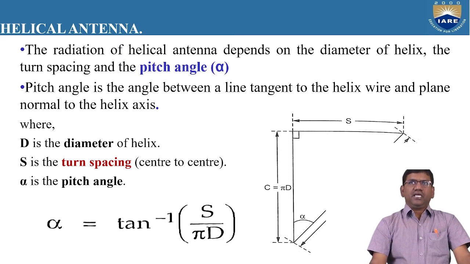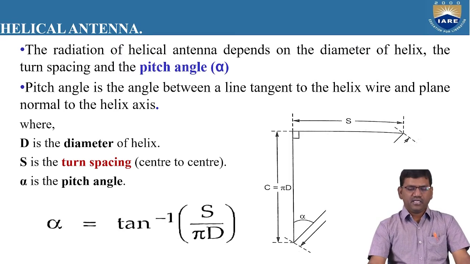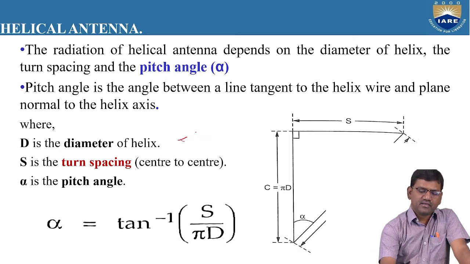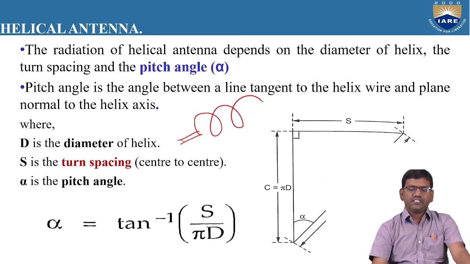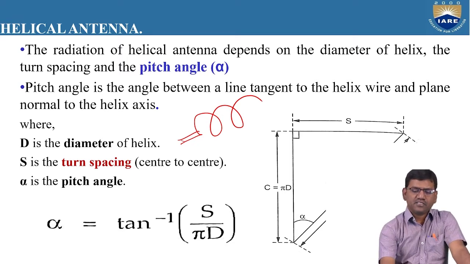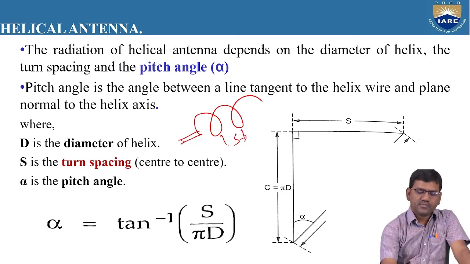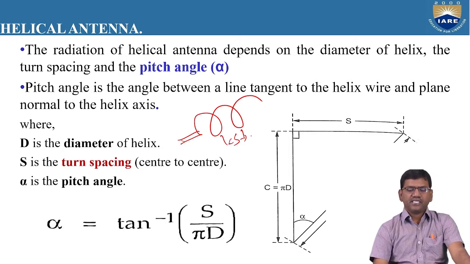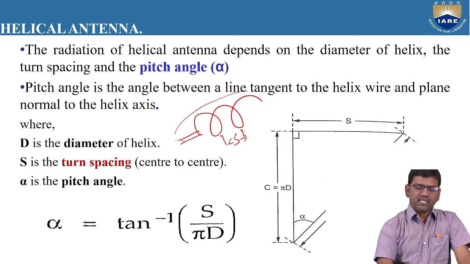The radiation of a helical antenna depends upon the diameter of the helix, the turn spacing, and the pitch angle alpha. You can see here on the display that the radiation depends upon the diameter of the helix, the spacing between the turns, and also the pitch angle alpha. You can modify these based upon the structure of the helical antenna.